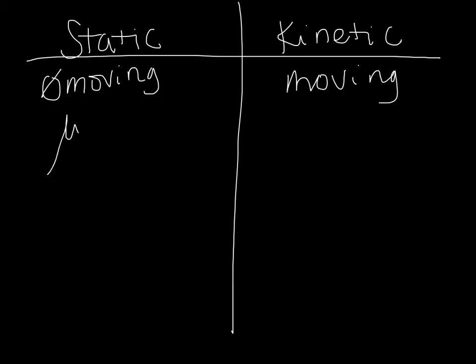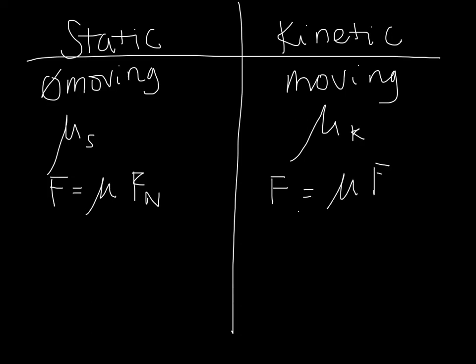Our coefficient of static friction is written mu s. Our coefficient of kinetic friction is written mu k. Both of the forces for both static and kinetic friction are written mu times the normal force. But the mu for static friction and the mu for kinetic friction are different. And remember, the normal force always acts perpendicular to the surface on which the object is sitting.